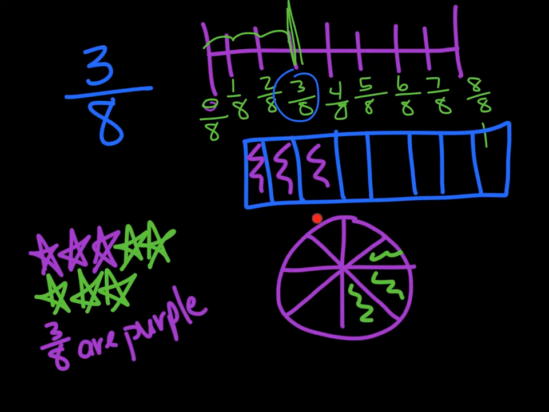Here's a fraction strip model. We did quite a bit of those in class. So I have 8 equal parts. I've colored in 3, and this would be a circle model. So I have almost like a pie. I've cut it into 8 slices, and I've shaded 3. So those are all the different ways that you can represent a fraction. So don't get stuck thinking about it just as one way. You can do it many different ways.